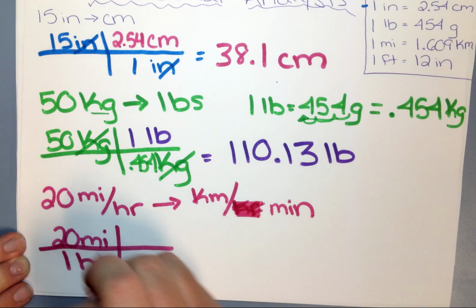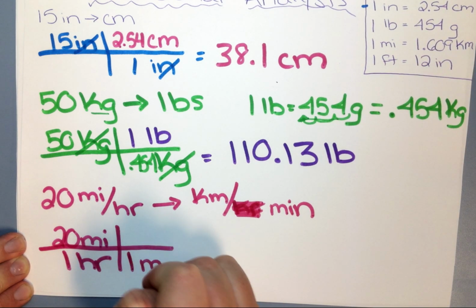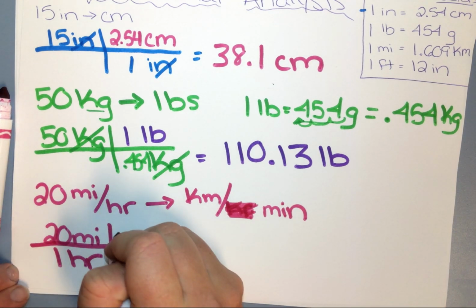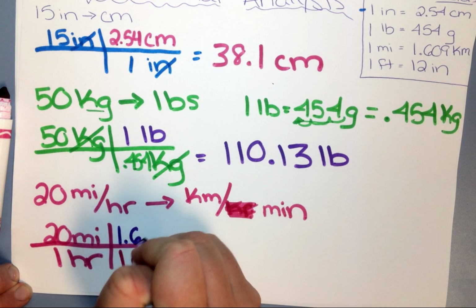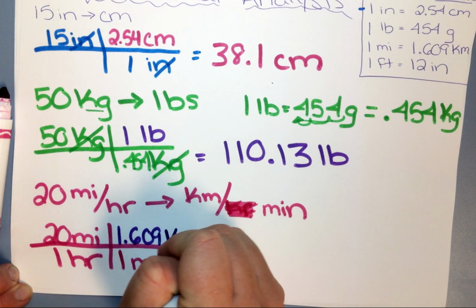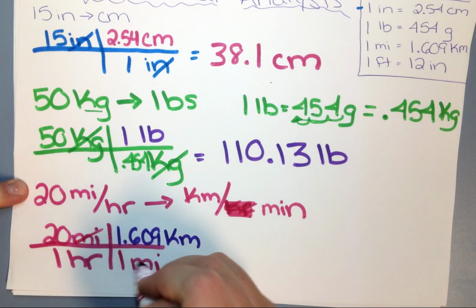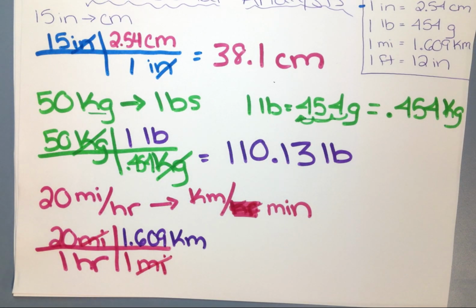So 1 mile is 1.609 kilometers. So at this point now, my miles is canceled. If I were to hit the equals right now, I would end up with how many kilometers per hour. Now, that's not what I want though. So now I'm going to continue my chart a little bit further.